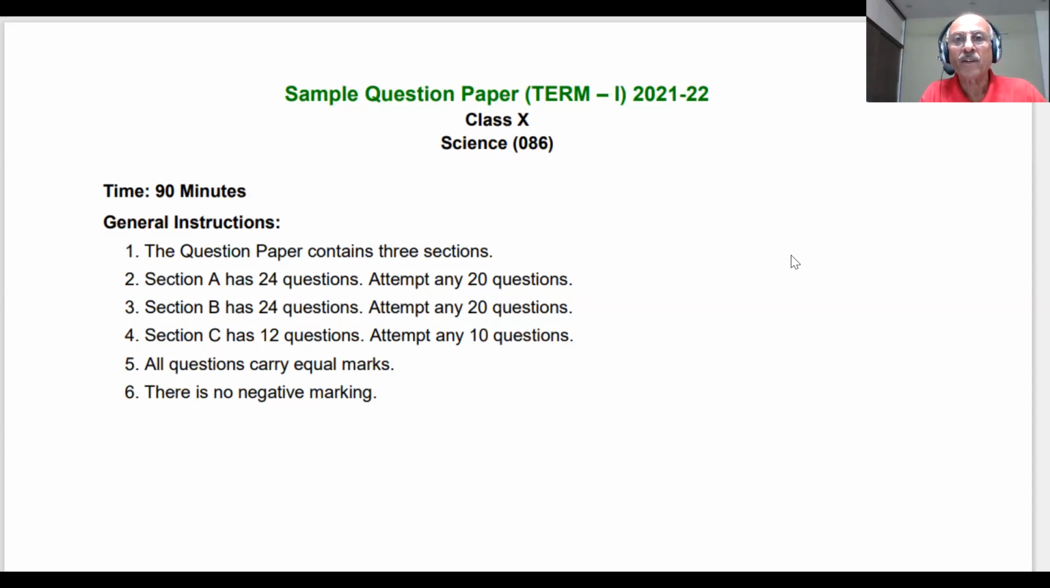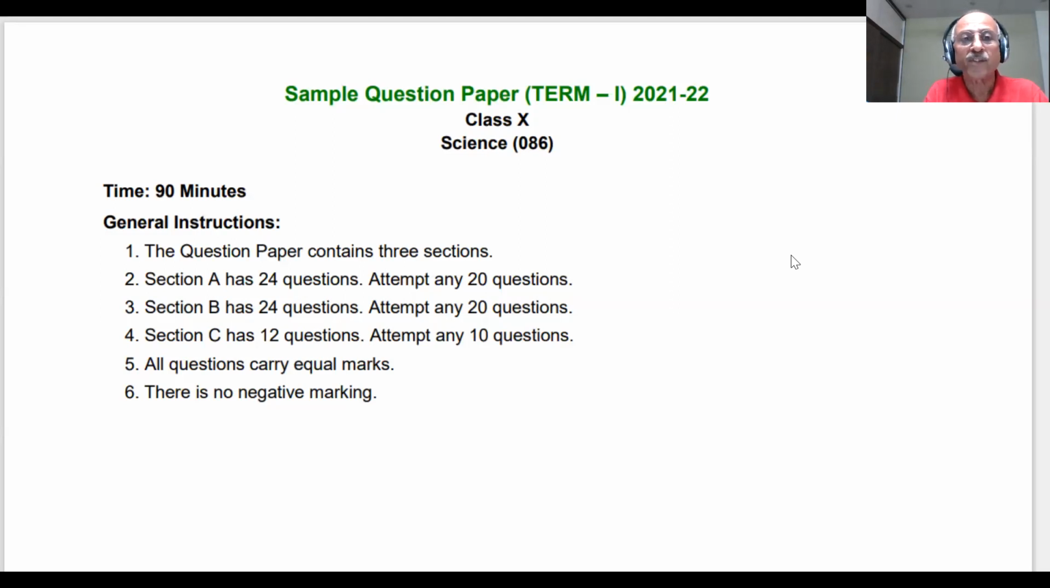As you know, CBSE has already given us a sample question paper for term 1, 2021-22, class 10th science 086. The time is 90 minutes and I will be solving section A of this today in this lecture. Pay attention, stay with me and try to understand the answer of each and every question.